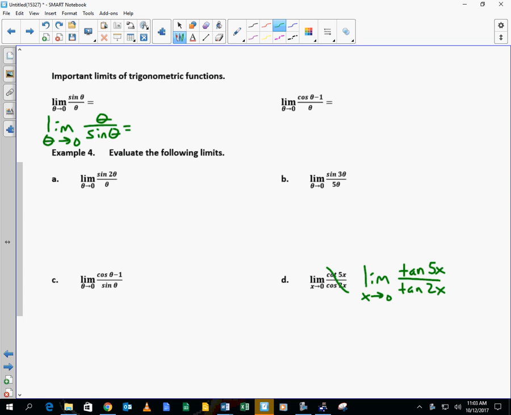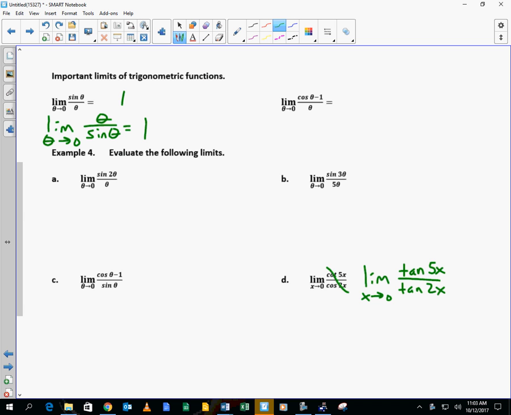Limit as theta goes to 0 of sine of theta over theta. Do you remember what that is from yesterday? Find it. What we learned yesterday is that it is 1. If you flip it upside down and have the limit as theta goes to 0 of theta over sine of theta, it is still 1.